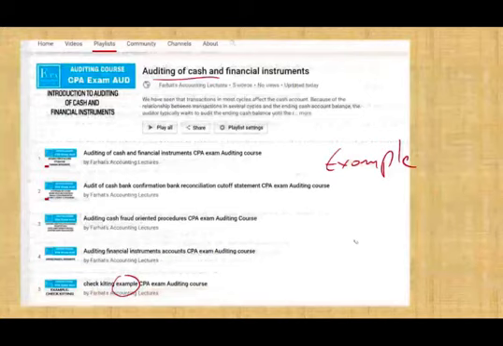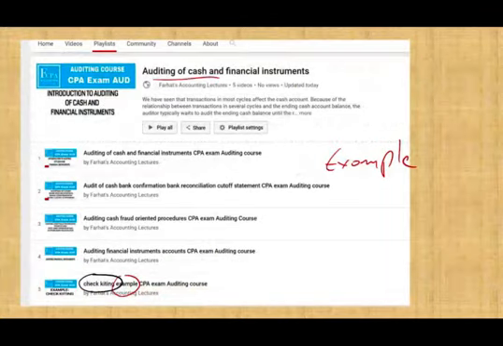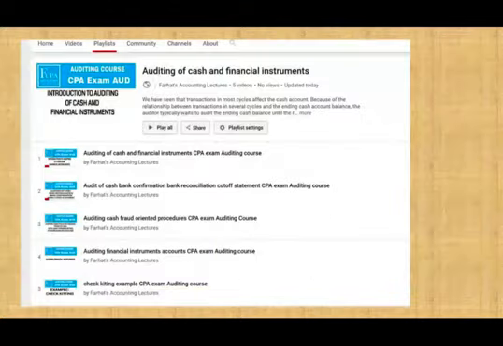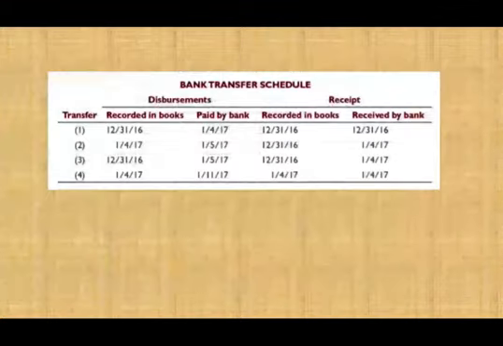So if you don't know what check kiting is, I did work a quick example, and I did cover check kiting when I did the auditing cash fraud. Okay, this is what we're explaining here. So how do you uncover check kiting? Well, we already talked about this. You prepare a bank transfer schedule, a bank transfer schedule that looks like this.